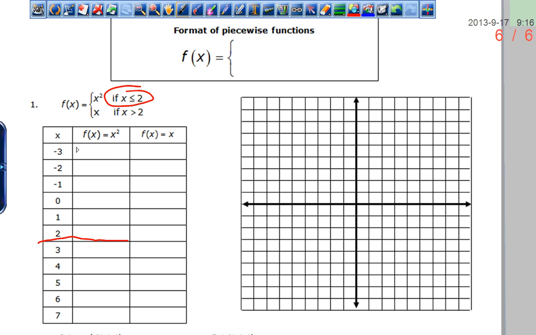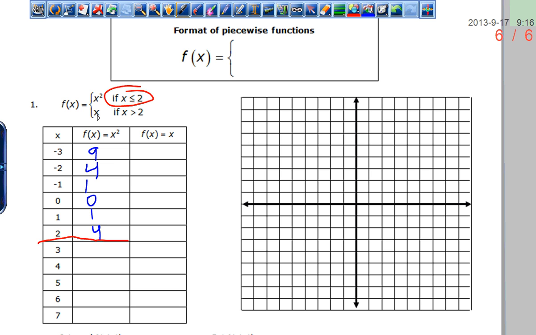Okay, so let's go ahead and plug in our numbers here. So what is -3 squared? -3 squared is 9, right? What about -2 squared? 4. -1 squared? 1. Yeah. Cool. And then stop at 2. And then it says, awesome, good job.